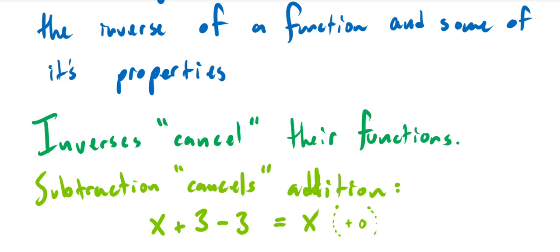Now, what do we mean by cancel? So let's remember what we meant in the context of addition. In the context of addition, if I add 3 to something, but then I also subtract 3, it's as if nothing happened. And by nothing happening, we could also think of that as adding 0 to something. It's that kind of nothing.